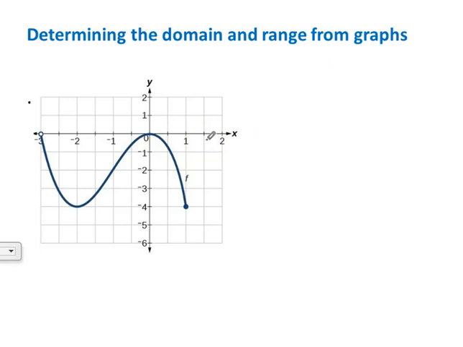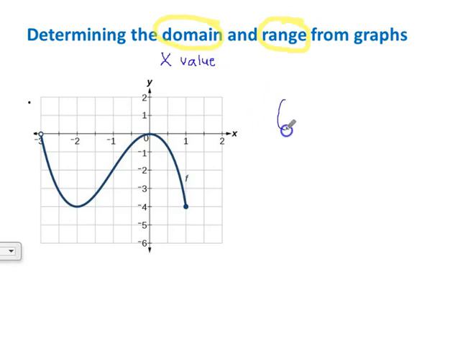We can also determine our domain and range from graphs. So you're probably looking and seeing two new words, domain and range. Before we talk about how to find these, let's talk about what they are. When we talk about the domain of a relation, we're talking about all the possible x values.